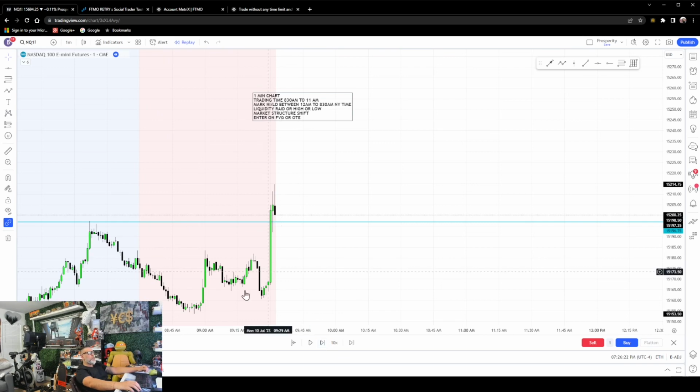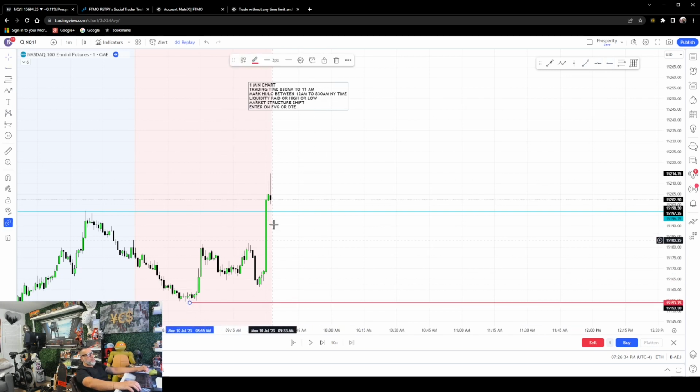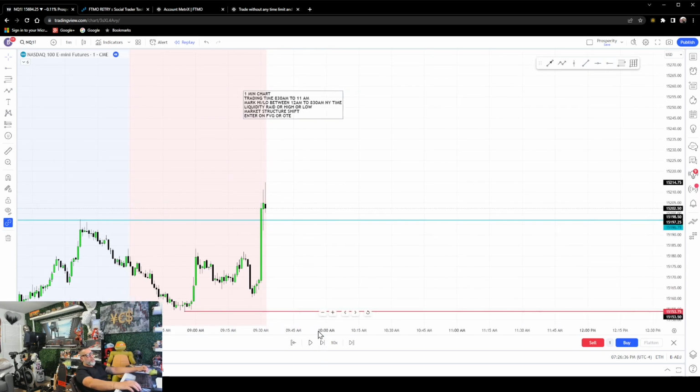Okay. So 930 came. We took out the high. This is the low that created the high, right? Actually, this is the low that created the high. So we will be waiting for this low to be broken. Right? This is the previous high. This is the lowest low that created that high.